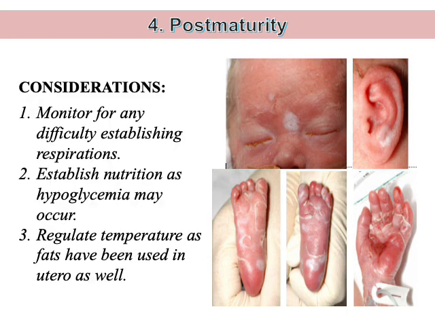First consideration is to monitor for any difficulty establishing respirations, especially if meconium aspiration has occurred because of fetal distress. Second, establish nutrition as hypoglycemia may occur, since the fetus used its glycogen stores in the last weeks of intrauterine life. So you have to recall again our discussion on establishing nutrition and maintaining fluid electrolyte balance among high-risk neonates. Third is to prevent further complications related to hypothermia, so you have to regulate temperature as fats have been used in utero as well. Complications may lead to hypoglycemia, acidosis, or respiratory distress.